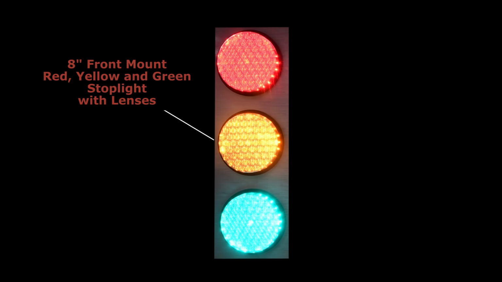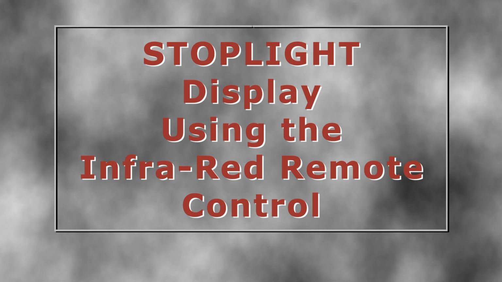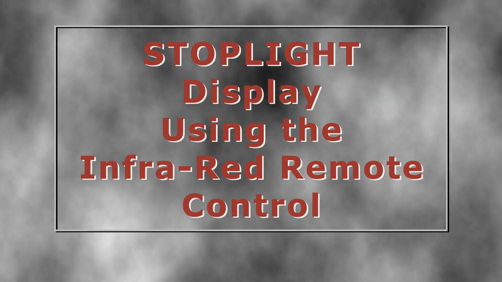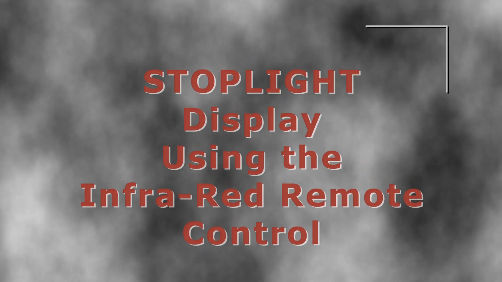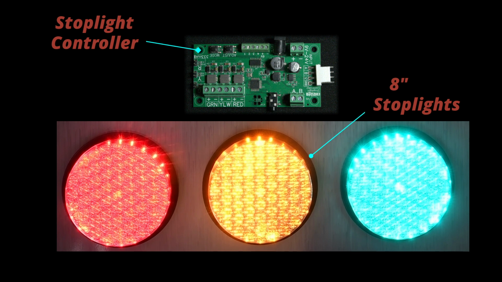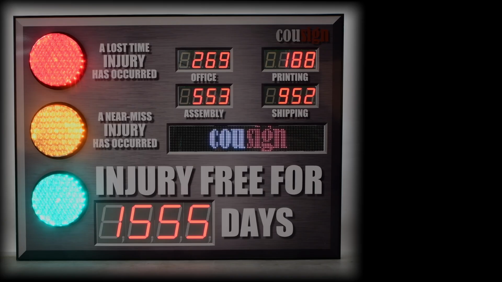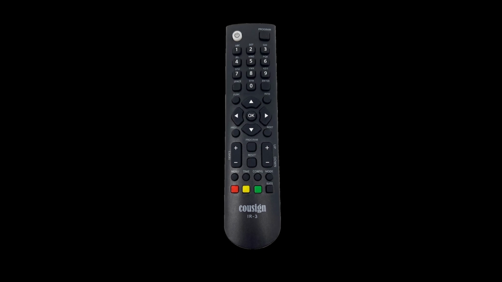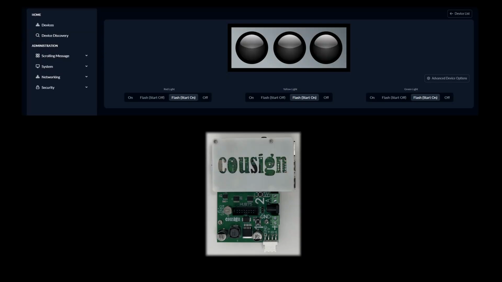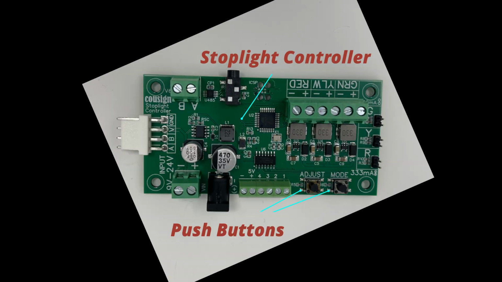Understanding the stoplight display. This video covers the basic setup and operation of your Cosine stoplight display using the IR remote control. The stoplight device controls up to 3 single-color, red, yellow, or green traffic lights. Lights are available in 8-inch and 4-inch sizes. The on, off, or flashing state of each red, yellow, or green light can be controlled individually with either the IR remote, network controller, or circuit board push buttons.